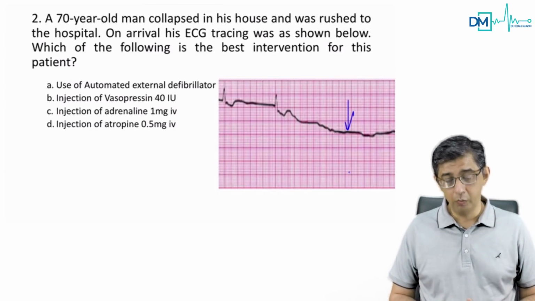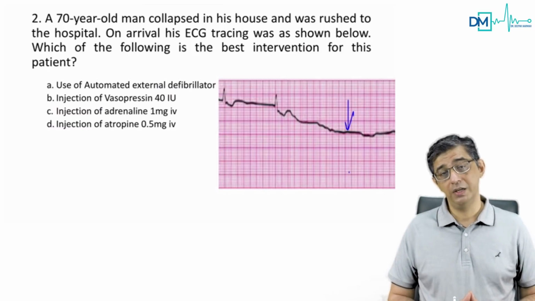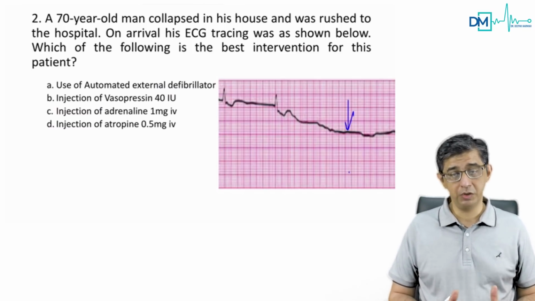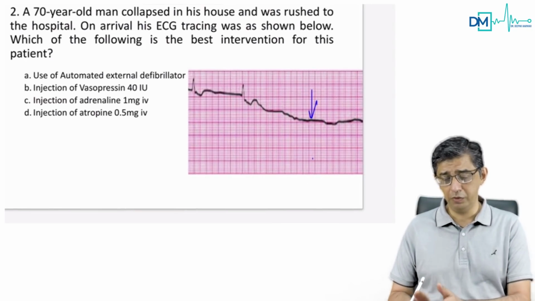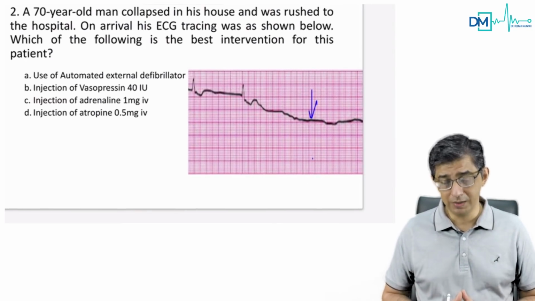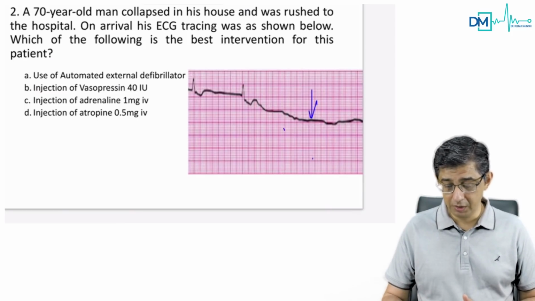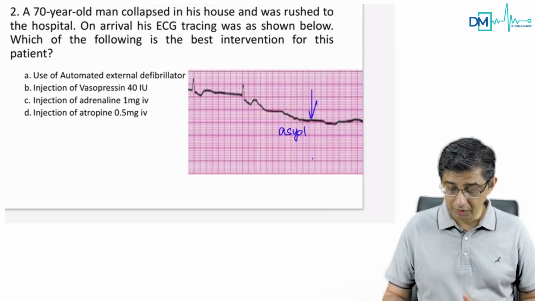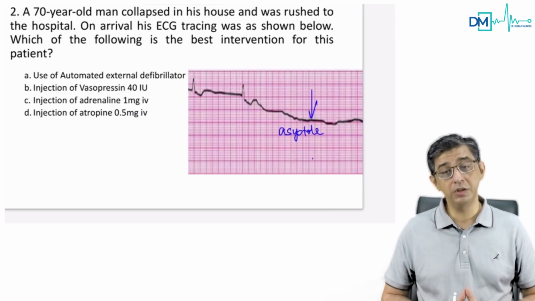Moving ahead to the next question, which was regarding a flatline ECG. A 70-year-old man collapsed in his house and was rushed to the hospital. We have an ECG in which you can see an agonal rhythm. There can be a few QRS complexes, but then it's actually a flat line. Once you have a flat line, we are basically talking about asystole in a patient. The question was, what will be the best intervention for this patient?